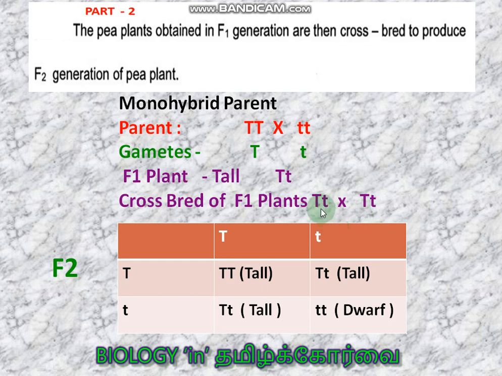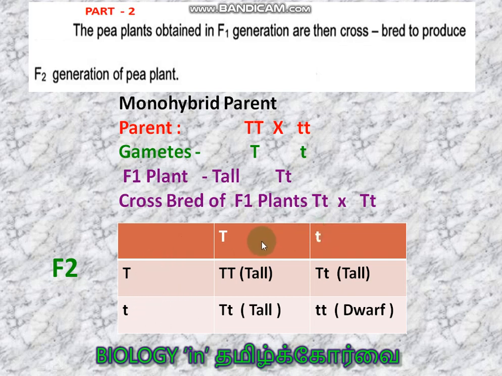Now the law of segregation you can apply. Of the two alleles, each allele enters into different gametes. The two alleles stay together and then they enter into different gametes. That is the law of segregation. So you assume this is the gamete produced by the female reproductive system, and this is produced by the male reproductive system.